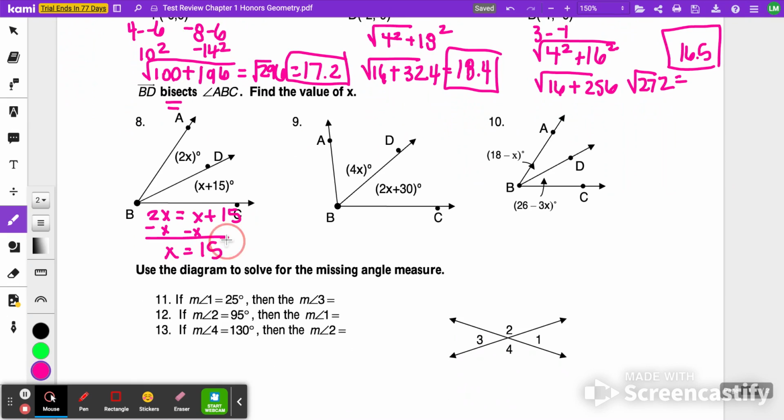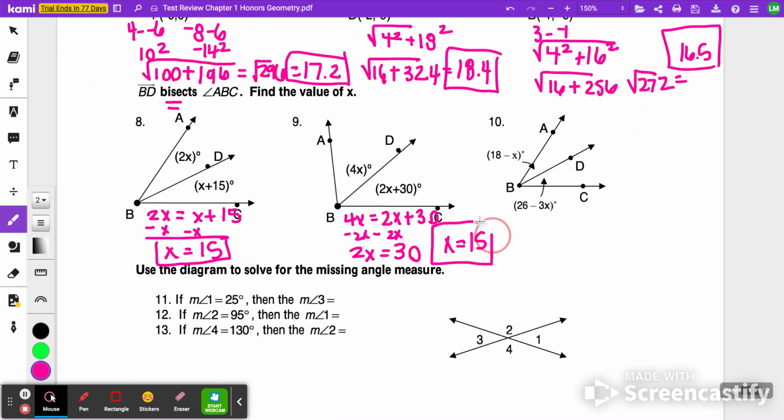Number 9, put a box around this. 4x is equal to 2x plus 30. I'm going to subtract 2x from both sides, so that means I'm going to get 2x is equal to 30. This one is also x equals 15. And then our last one, I have 18 minus x equals 26 minus 3x.